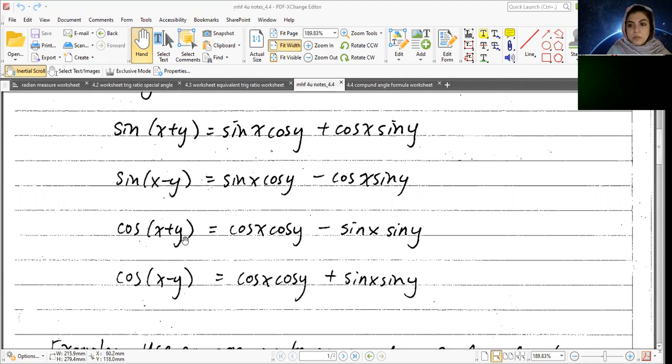Cosine of x plus y, what is it? It is cosine of the first angle multiplied by the cosine of the second angle minus sine of the first angle, sine of the second angle. Again, if between them is positive, now it is negative in this expression. And if between these two angles is negative, it's going to be positive here.